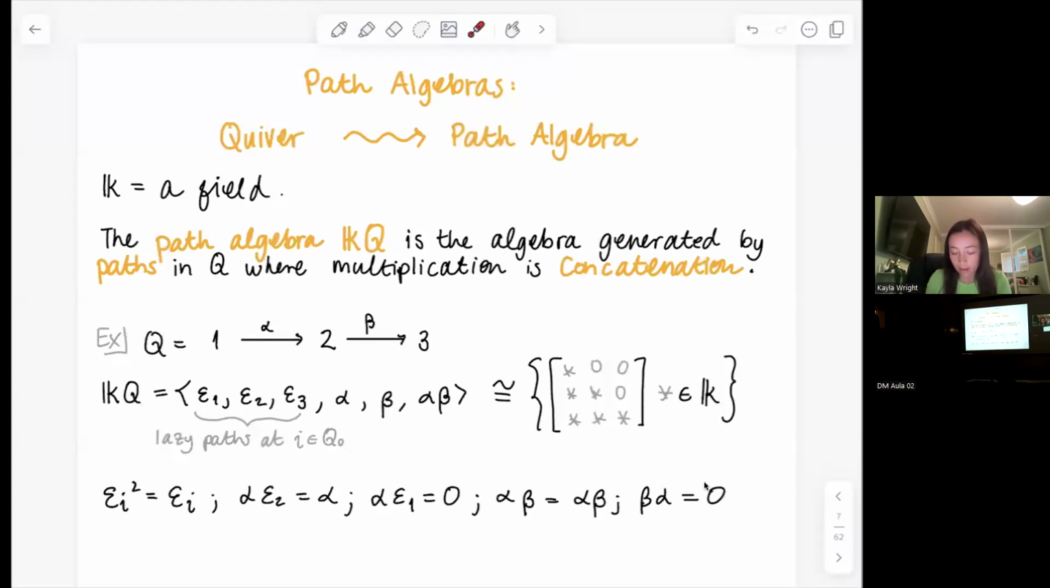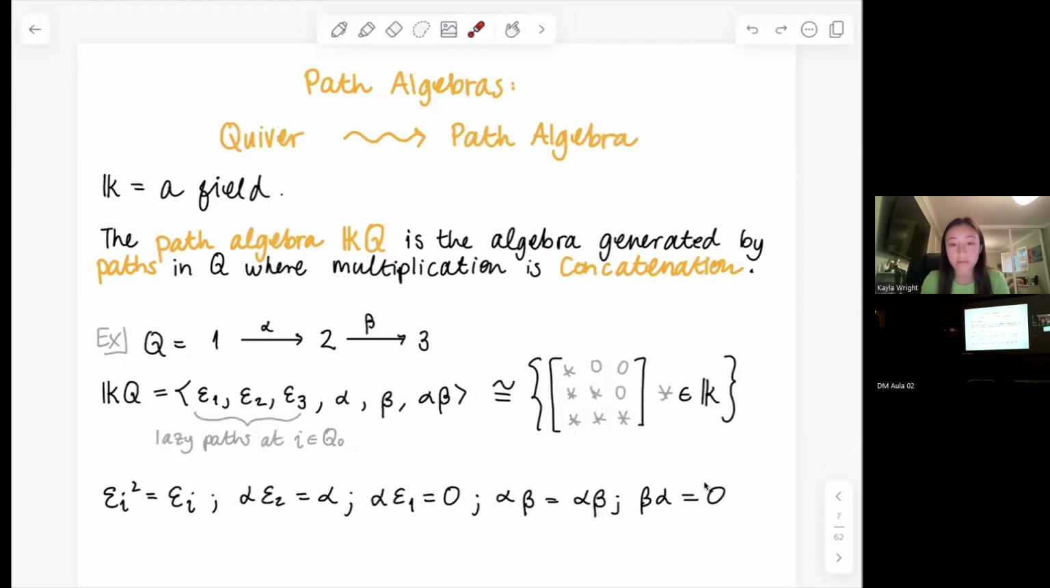And you can think that the isomorphism goes as follows for all of the diagonal elements. If you think about the matrix where you just have a 1 at this entry and zeros everywhere else, this is in bijection with this particular basis element epsilon 1. So the diagonal entries are going to correspond to the lazy paths. And then the elements below the diagonal are going to talk about paths from 1 to 2, paths from 2 to 3, thinking about the index of the row and column of the matrix. So that's how this isomorphism works.